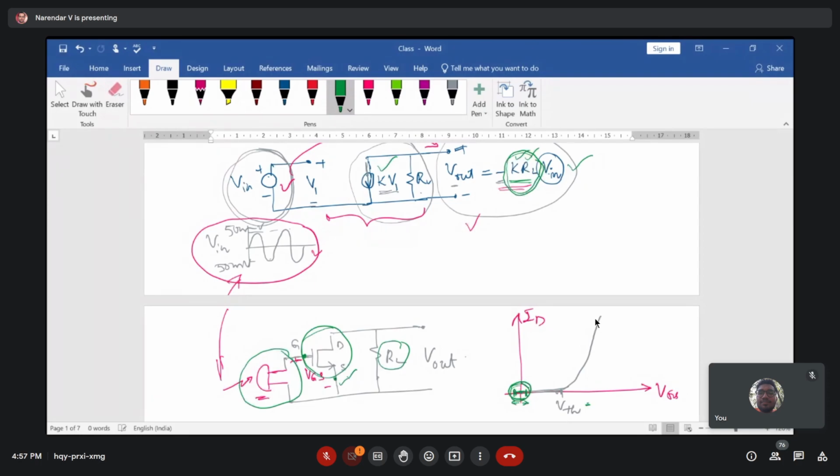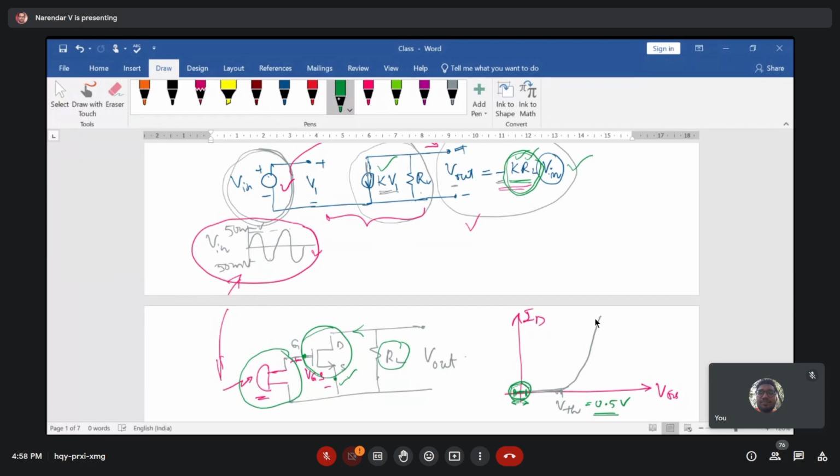Here, the threshold voltage of your device, you can consider it to be 0.5 volts. At 0.5 volts of threshold voltage, your channel is getting created, and then the device acts as a current source. When you are using it in the saturation region of operation, then the signal gets amplified.